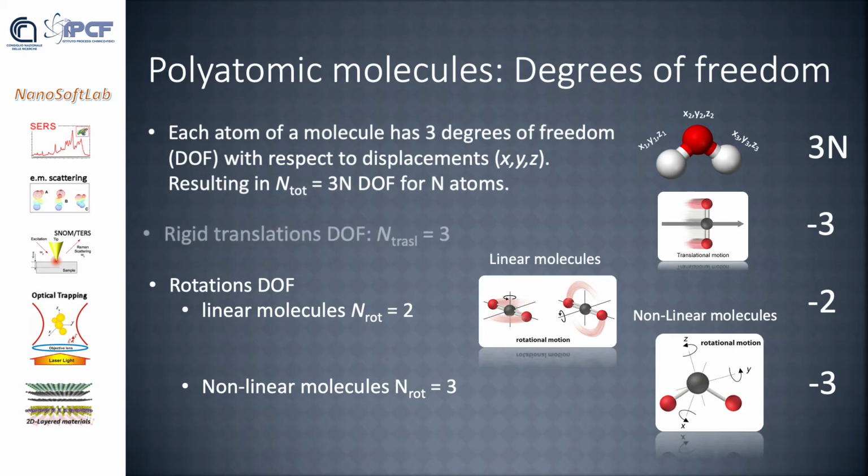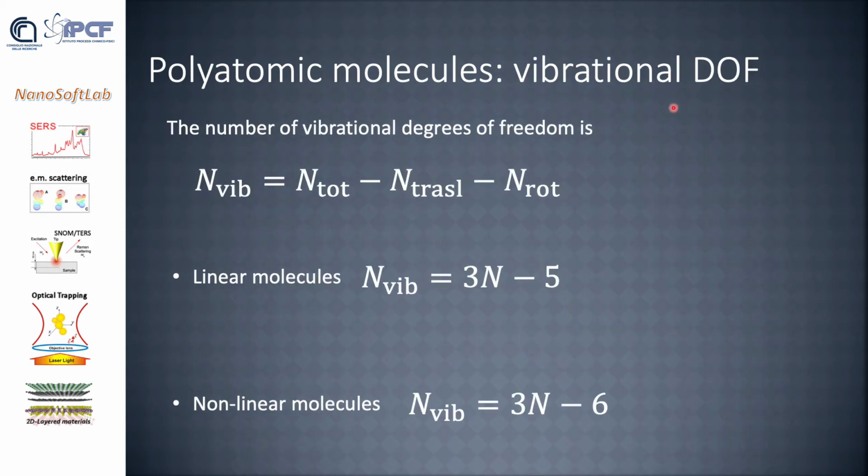From these, 3 will be associated to the rigid translation of the molecules, and then we will have rotations. If the molecule is linear, we will have 2 angles, and so 2 degrees of freedom associated to rotation, while for non-linear molecules we will have 3 degrees of freedom associated to rotations. The number of degrees of freedom associated to the vibrations will be the total number of degrees of freedom minus those associated to the translations and to the rotations.